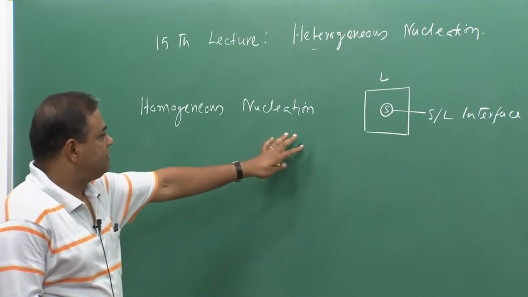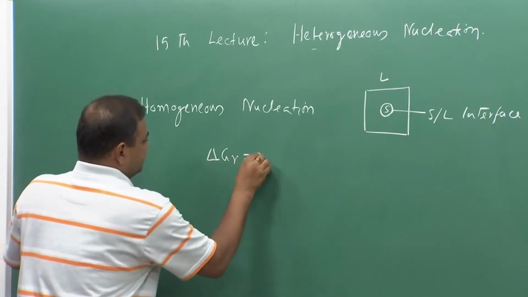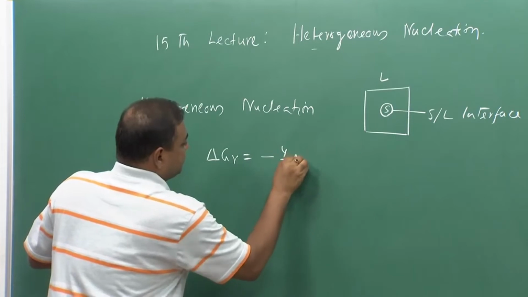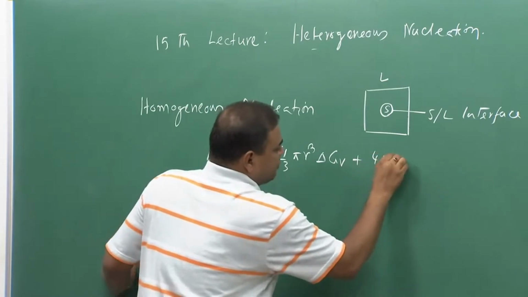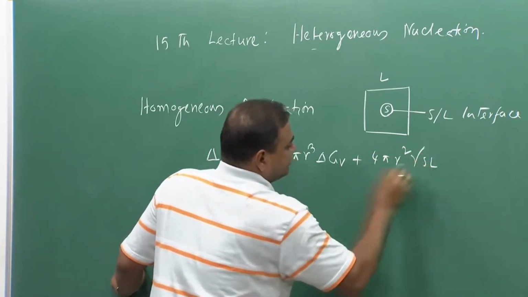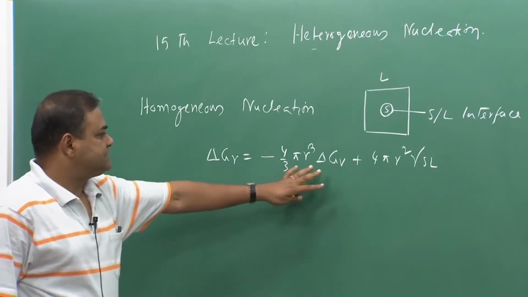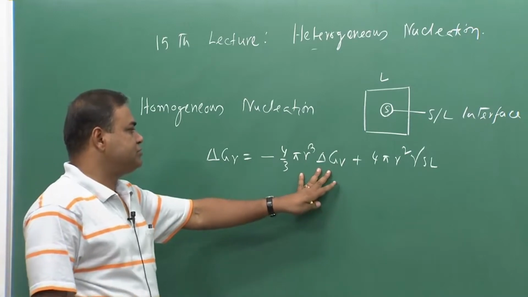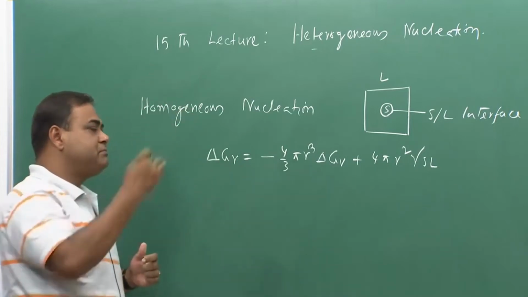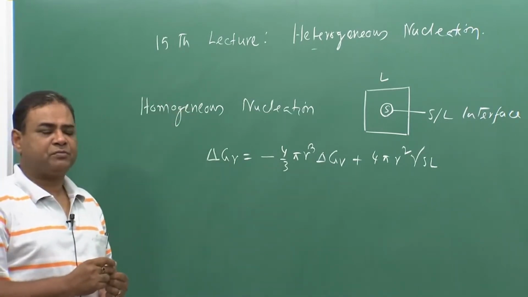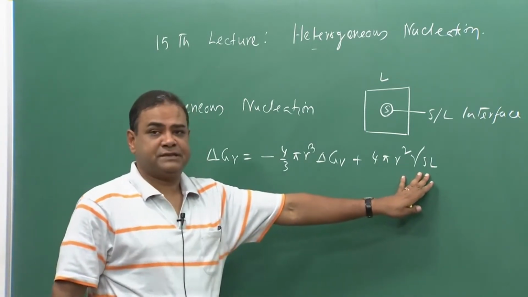And that means the expression what we have got, del G r is equal to minus 4 pi by 3 r cube delta G v plus 4 pi r square gamma S L. So, this expression, this is the energy supplied which is due to the thermal gradient. Thermal gradient means from T m to a temperature where transformation is taking place, and this is the surface energy which is being created during the transformation.